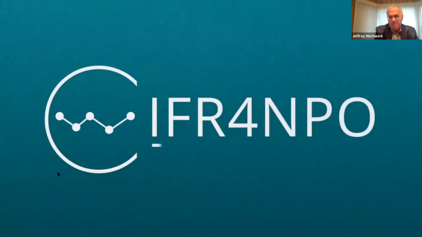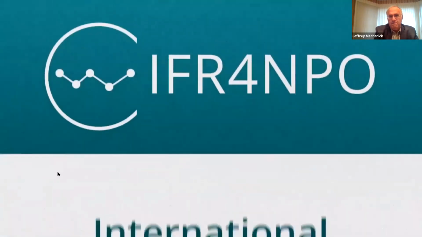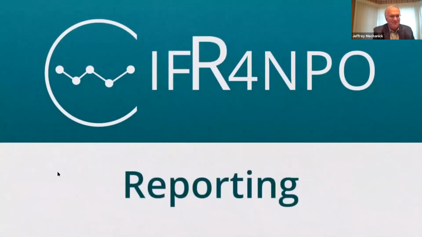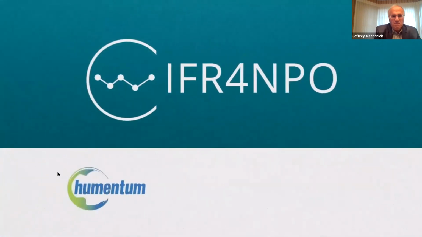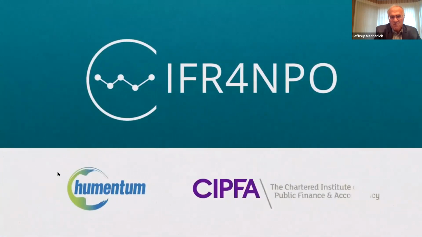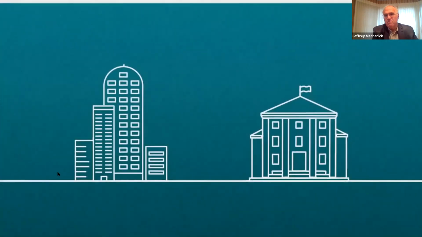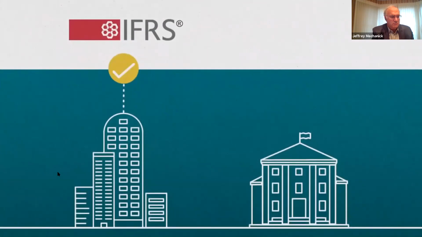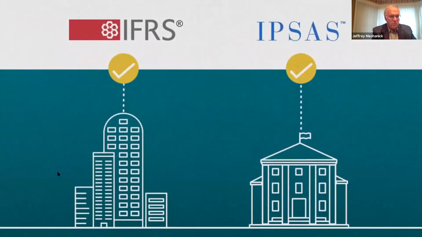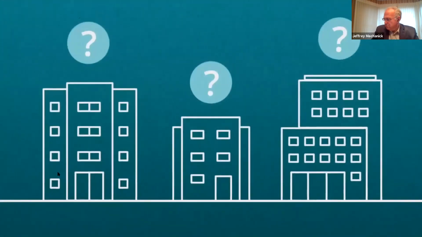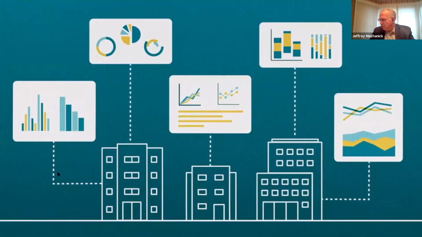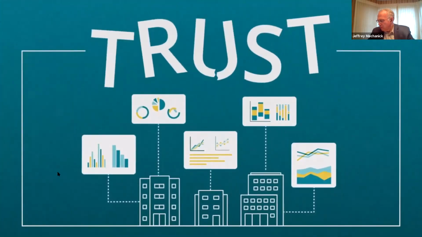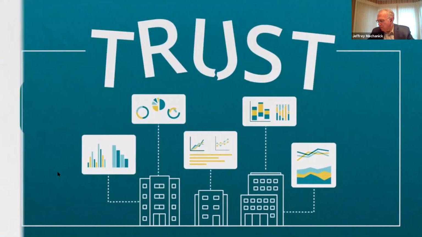IFR for NPO is a 5-year initiative to develop the first ever internationally applicable financial reporting guidance for non-profit organizations. It's coordinated by Humentum and the Chartered Institute of Public Finance and Accountancy. You probably know that businesses have international financial reporting standards, and governments have international public sector accounting standards. But the not-for-profit sector has no equivalent. This undermines the consistency and usefulness of financial reports, and ultimately harms the sense of trust and accountability that is so central to its effectiveness.